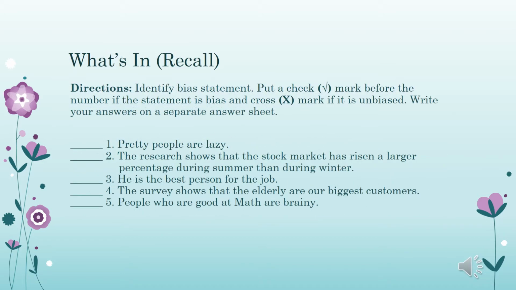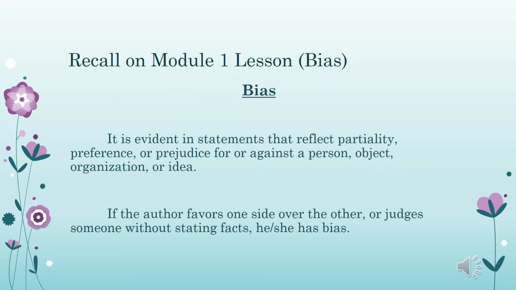Let us start this lesson by having a recall or a review of our past lesson, which is about bias. As you have learned in the first module of quarter 3, bias is evident in statements that reflect partiality, preference, or prejudice for or against a person, object, organization, or idea. So if an author favors one side over the other or judges someone without stating facts, he or she has bias.